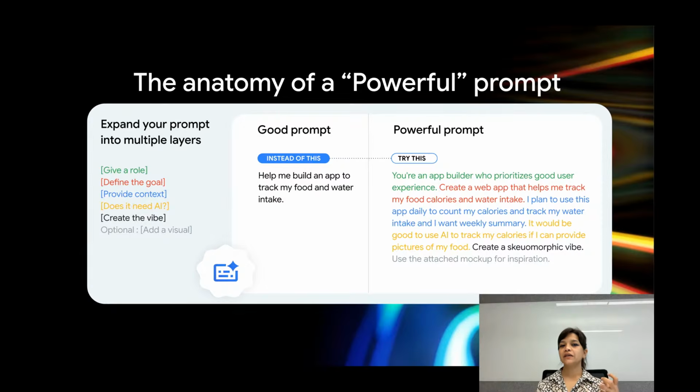So this is how you expand a simple ask into a powerful prompt. Instead of saying, help me build an app to track my food and water intake, this is straightforward. You would think this is great. I'm saving context. But read the powerful prompt on the right-hand side.